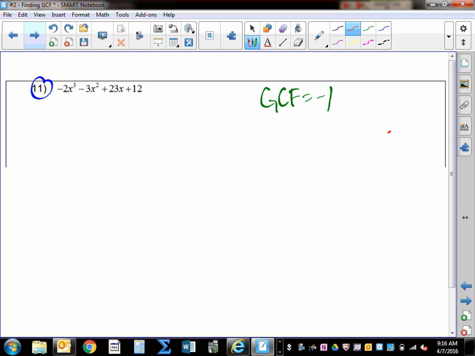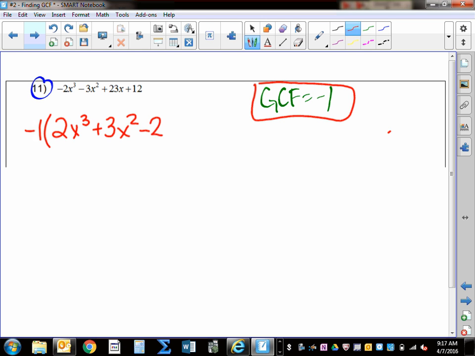So this is an interesting one. We have our GCF here. If I take out my negative 1, what's the only thing that's going to change to my inside? The signs. They change from negative, positive, positive, negative, right? It only changes my signs. So what's on the inside then? What's left behind? 2x cubed plus 3x squared minus 23x minus 12.